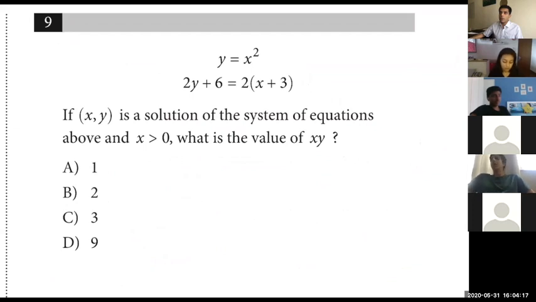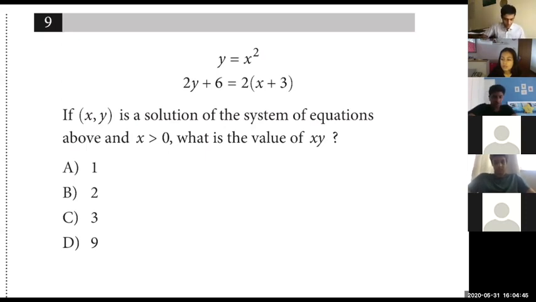So the two equations are y is equal to x square. Hello? Yeah, you're a little distant. Do you want to come closer to the mic? Yeah, sure. Hello? No, it's still a little low. Try once more. Okay, hello? Yeah, okay, all right.